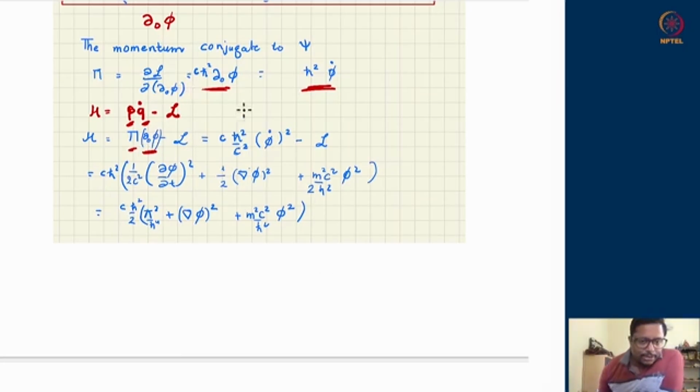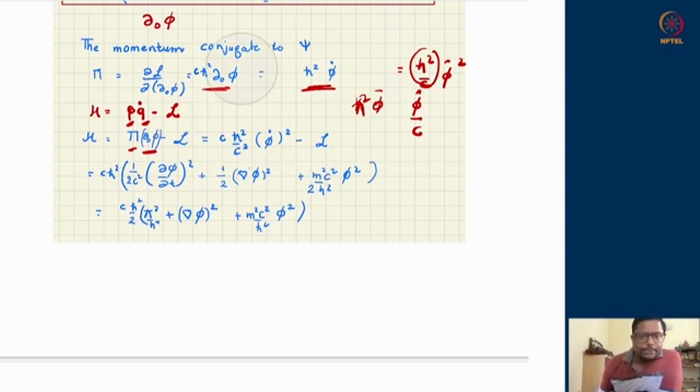So again, remember the momenta pi was h bar square phi dot. So I will write pi as h bar square phi dot, and del 0 phi is phi dot upon c. So effectively you will get h bar square by c times phi dot square, which I have written in a funny way, c times h bar square divided by c square, which will just give you h bar square times c and phi dot square, and minus the Lagrangian. Okay, so far so good.